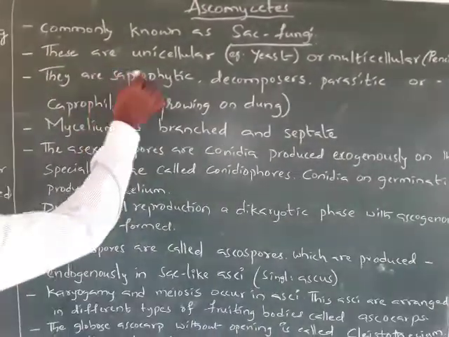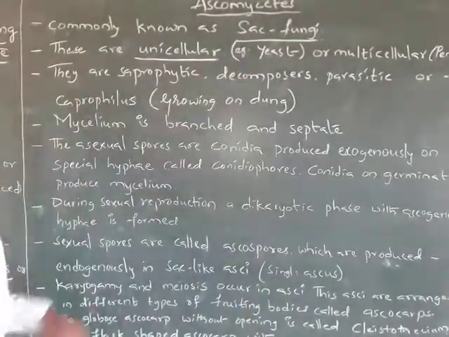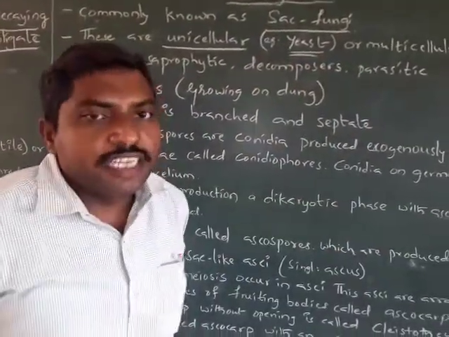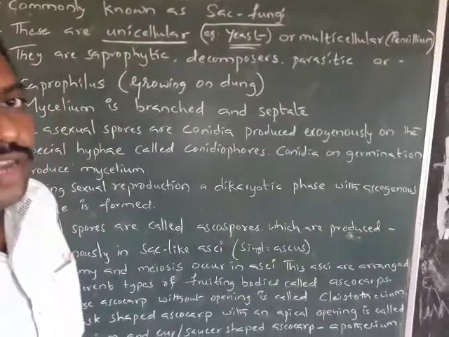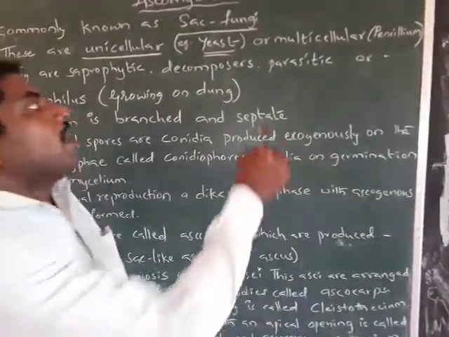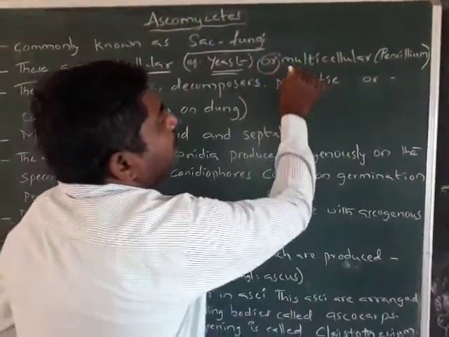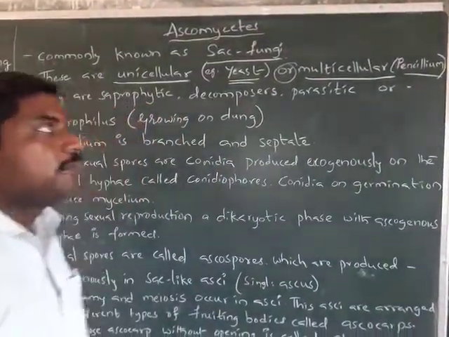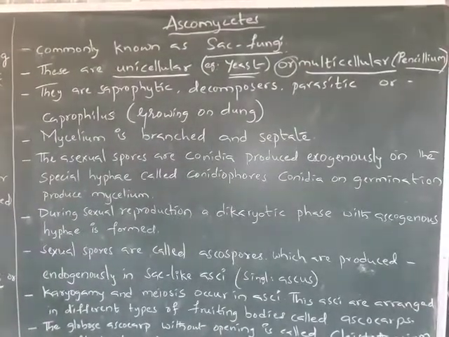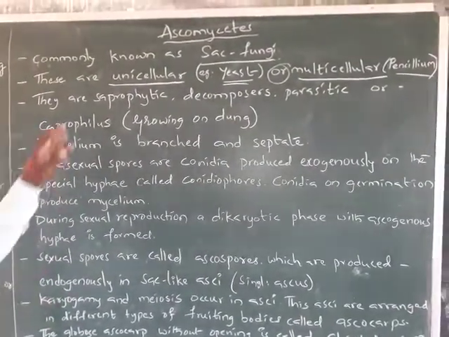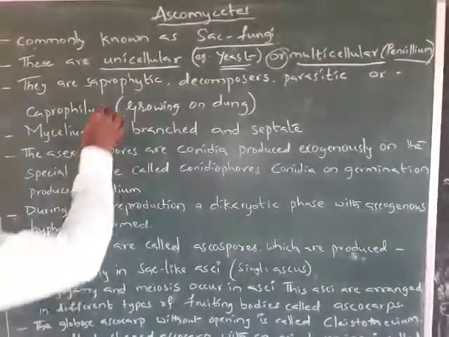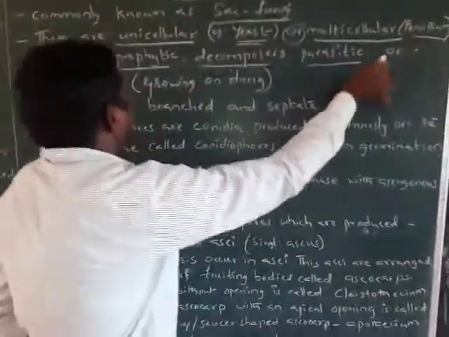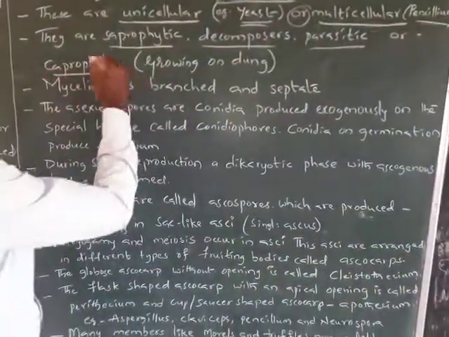Some are unicellular, for example yeast. Yeast is a unicellular eukaryotic organism. Others are multicellular, for example Penicillium. These Ascomycetes fungi are saprophytic, decomposers, parasitic, or coprophilous.